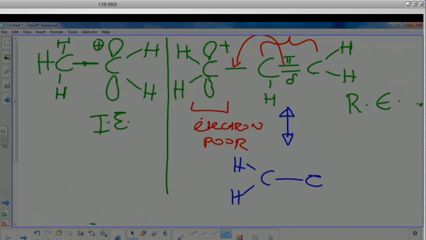What are we forming between? What? We're not forming CH plus. I'm asking you, what are we forming by that movement, by this movement of electrons? What are we forming? A second atom, okay, sir.